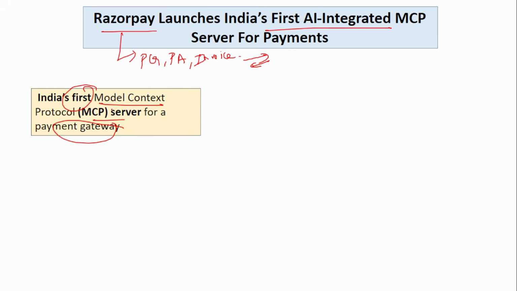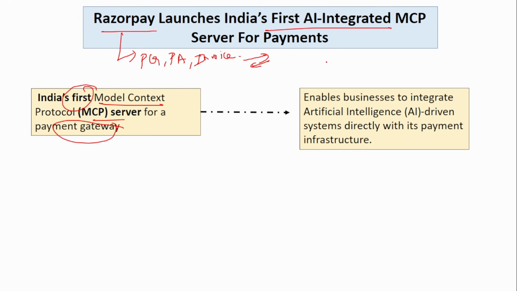So here, if you see, the Razorpay has introduced India's first model context protocol server for a payment gateway. So what it does is allow businesses to integrate AI driven systems directly with its payment infrastructure.